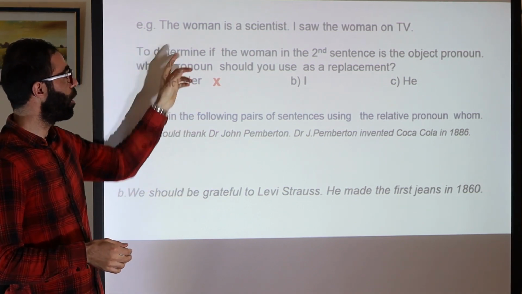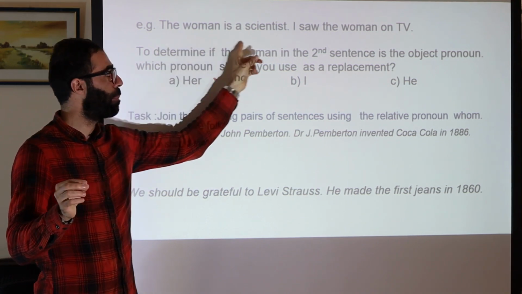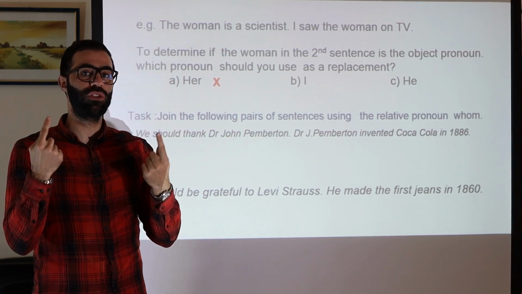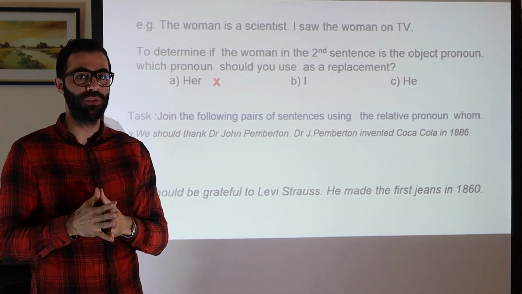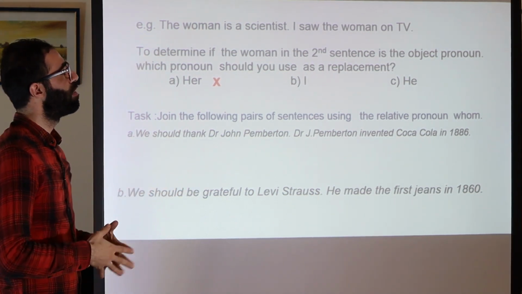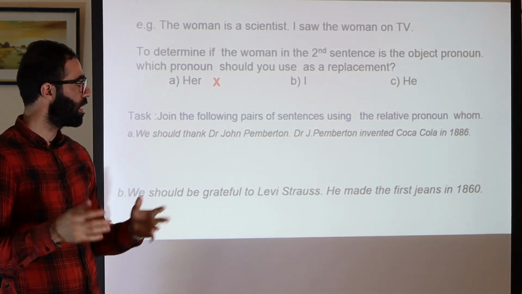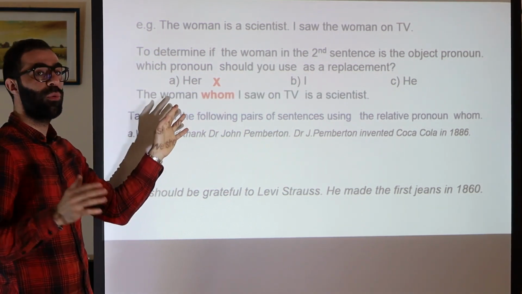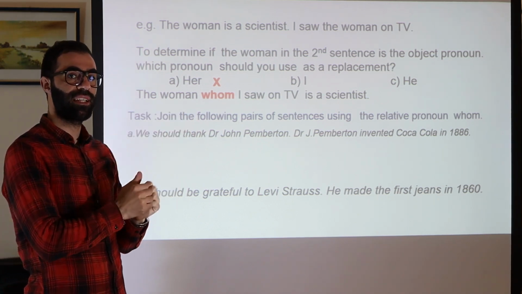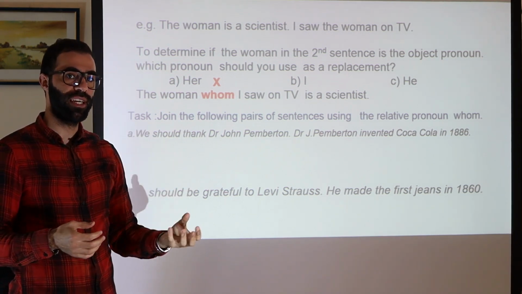Now it's the same example by using "whom". Try to use the same example by using "whom". Like we have two sentences. I'd like you to make it in one sentence by using the relative pronoun "whom". Try. Could you try? The woman is a scientist. I saw the woman on TV. Okay, let's see the answer together. The woman whom I saw on TV is a scientist.